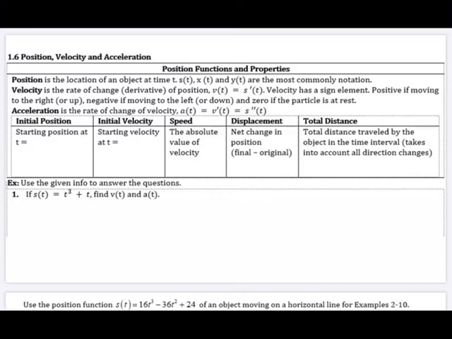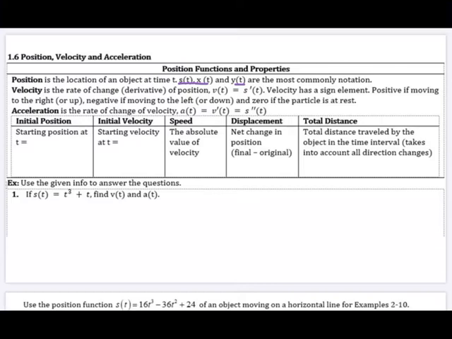So position is exactly what it sounds like. It's the location of an object at a particular moment t. Typically, you're going to see that represented as s of t, x of t, or y of t. So it's defined as a function. And then thinking about what the velocity is, the rate of change of the position, which means that the velocity, by definition, is the derivative of the position.